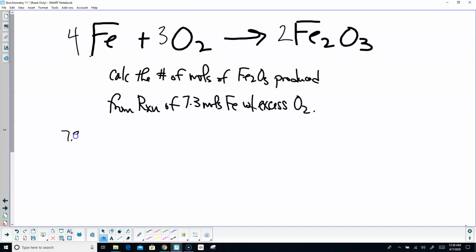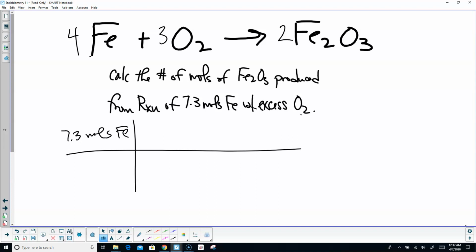Well, it says we have 7.3 moles of iron. Okay? Well, if I know moles of iron, the other thing where it says excess oxygen, that means you have all the oxygen in the world, all right? It's not going to be the limiting factor. It's just like in our recipe. We had all kinds of sugar and flour and stuff, but we had limited eggs. Okay, so this is the same thing. We've got all the oxygen in the world. We have a limited amount of iron.